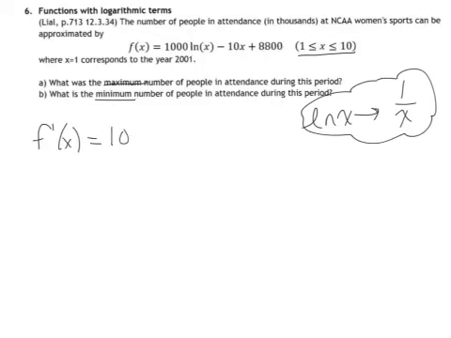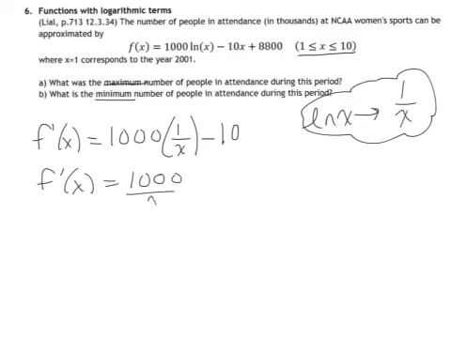So we have 1000, and we have the derivative of ln x, which is 1 over x. The next term we have is minus 10x, and the derivative of that is minus 10. And we have 8800, which is a constant, and the derivative of 8800 then is 0. Okay, so let's simplify this a little bit. We have 1000 over x minus 10. So in order to find the max and min, we're going to set this derivative equal to 0 and solve for x.